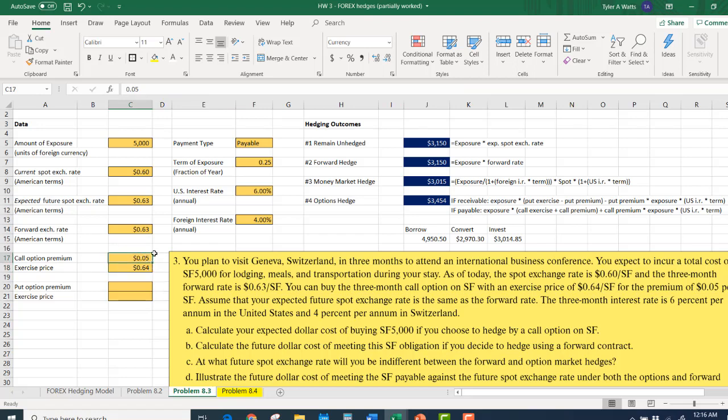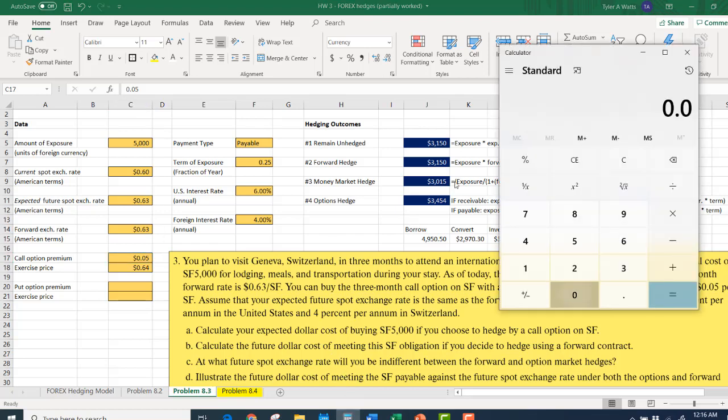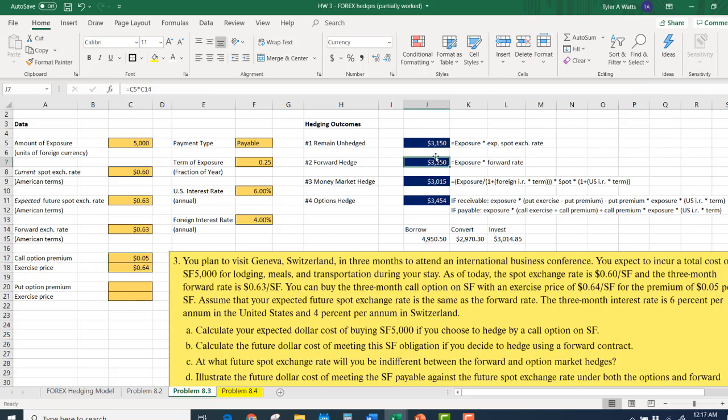So that's going to cost us 6 cents more times the 5,000 Swiss francs. What's that going to work out to? 0.06 times 5,000. That's going to cost us $300 more. And yeah, that's about what it is. It's roughly $300 more than the 3,150 forward market price. So the options here would be in last place. The money market comes in first place. The forward hedge in second, and remaining unhedged really is pretty much equivalent because we don't expect there to be a change in the exchange rate.